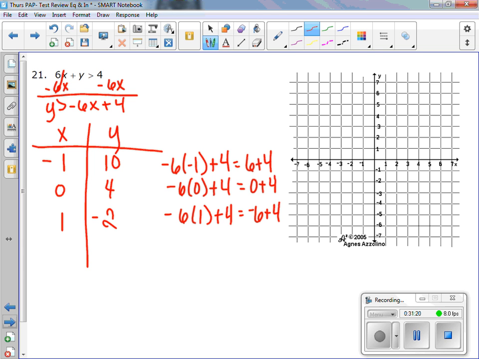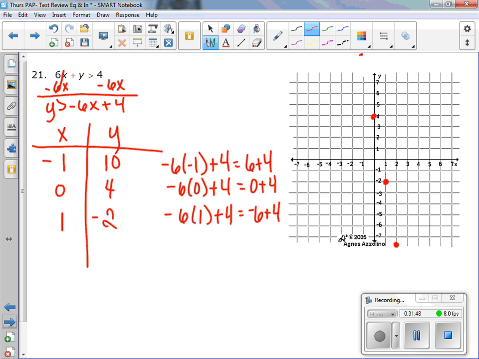And now I've got some points to graph. So negative 1, 10 is going to be somewhere up there. It's off my graph. So 0, 4 is right there, and 1, negative 2 is right here. So you're going to have to rely on your rate of change here to be able to complete the rest of the graph. What I'm noticing is that I'm going down 1, 2, 3, 4, 5, 6 as I go over 1.